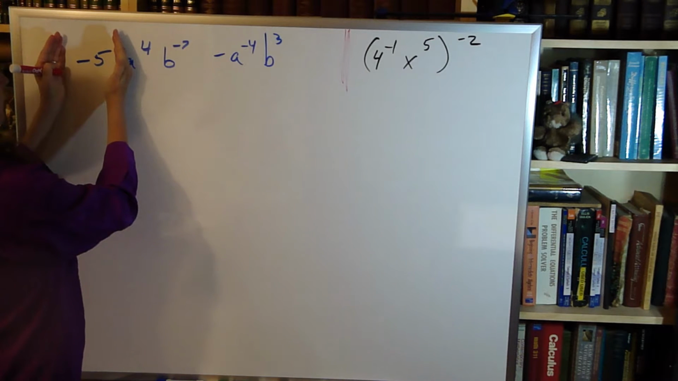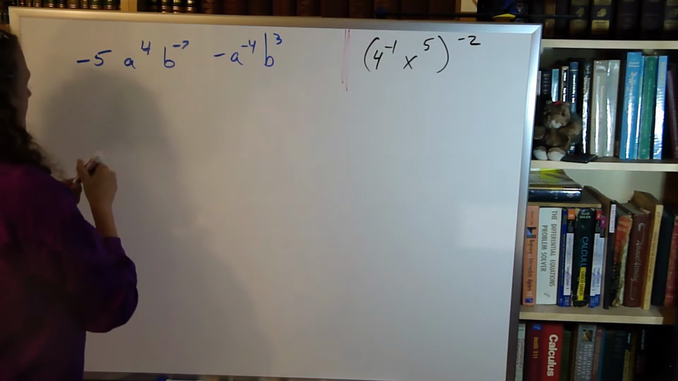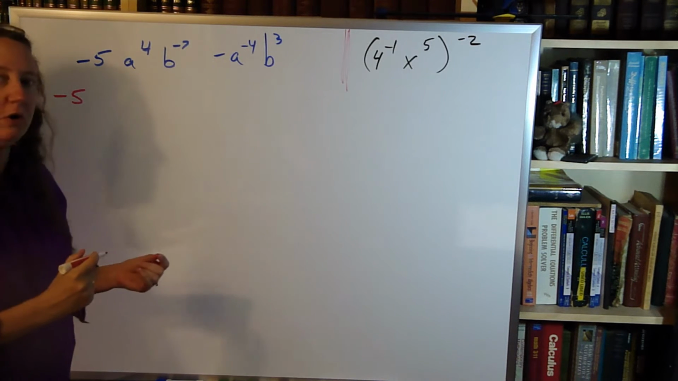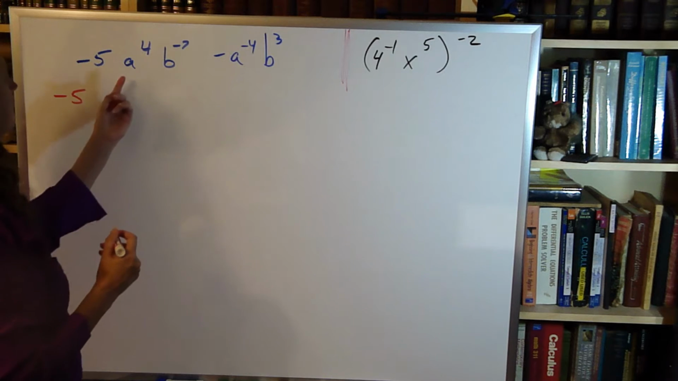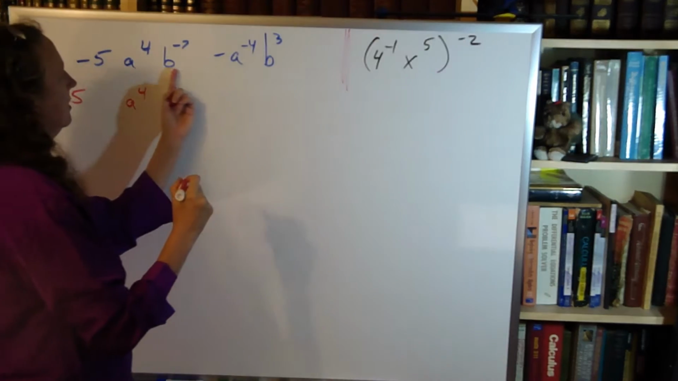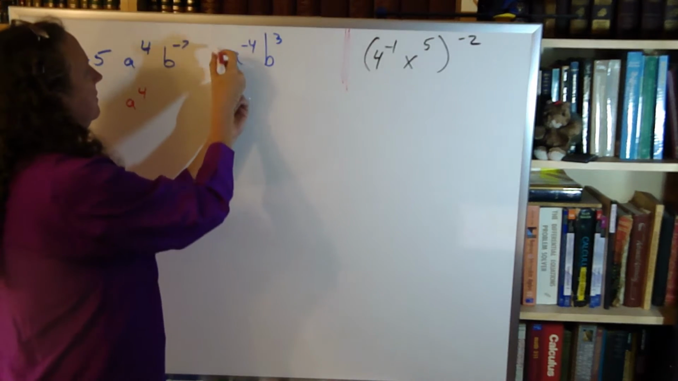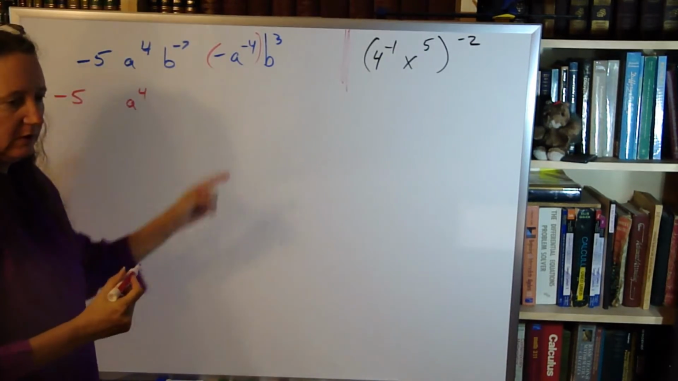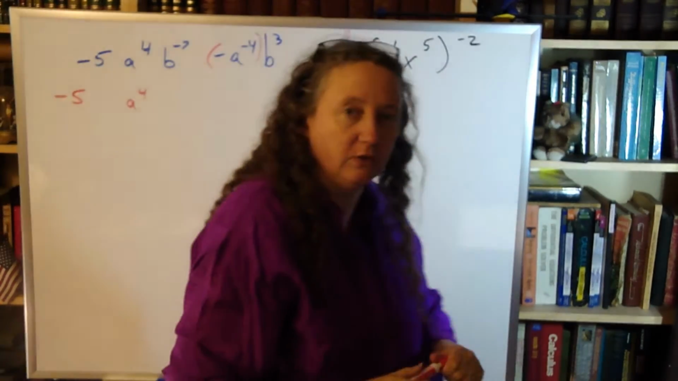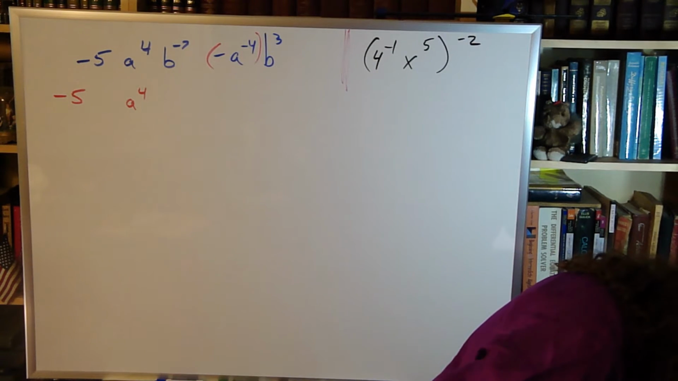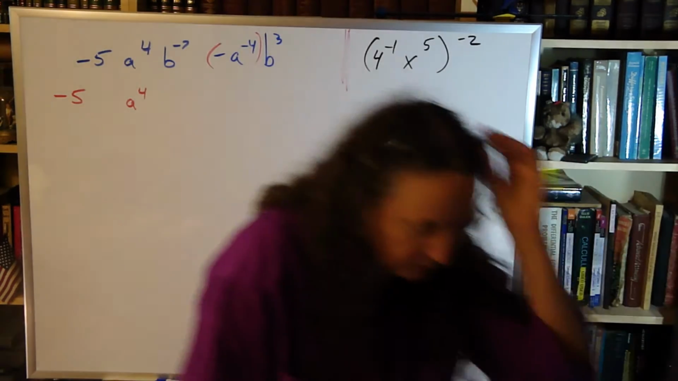So the only number I see there is the -5. So I'm putting that down first. Then I'm going to put all of my letter A. So I have A to the 4, and I have negative A to the -4. Let me double check and make sure that that's right. So I'm going to look at my problem itself. And yes, that is right.